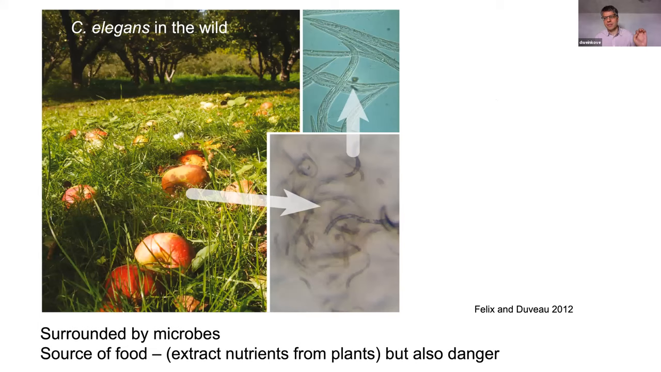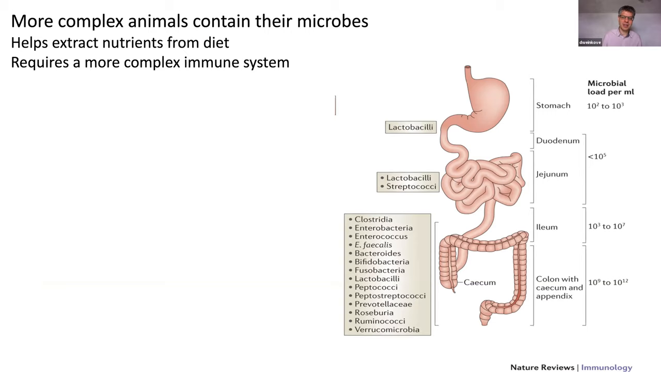So just a little diversion into thinking about how C. elegans works in the wild and how that affects the microbiome. C. elegans is found in the wild in rotting vegetation, such as rotting apples, for example. So it's surrounded by microbes, and they're a source of food. But really what's going on is that the bacteria are eating the apple and the worms are eating the bacteria. So it's the way that they're extracting energy and nutrients from the apple. There's also danger though, because some bacteria can be harmful to C. elegans. So C. elegans has to work out what's dangerous and what isn't, but at the same time, it's using the bacteria to extract energy from its food. And in a way, that's what we do as well, except instead of looking for rotting things, we keep all our bacteria within our gut, and that helps us extract nutrients from the diet, but obviously it requires a much more complex immune system to keep that safe.